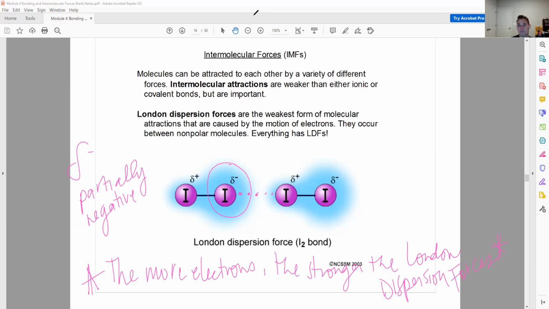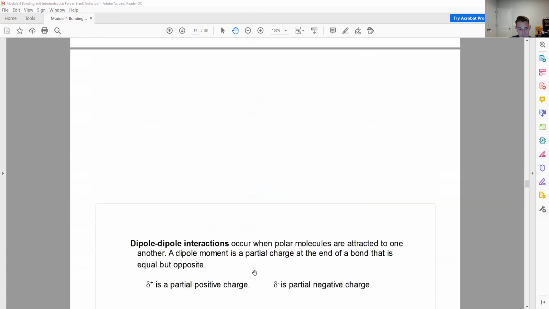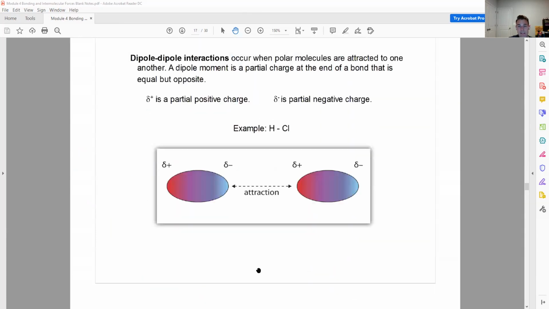Okay, and so that's our weakest. So let's go to the next one. Dipole-dipole. Dipole-dipole occur when we have polar molecules. Again, we talked about polar bonds. We're going to talk about molecular polarity in the next one. So again, we're taking all of this stuff, building up until the last lesson. So dipole-dipole interactions occur when polar molecules are attracted to one another.